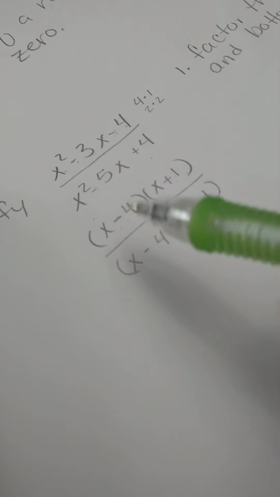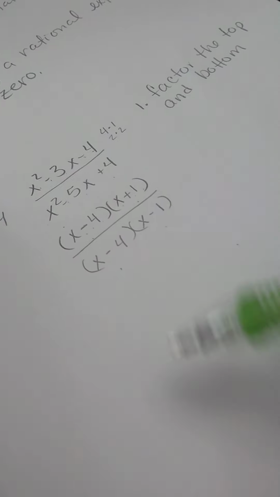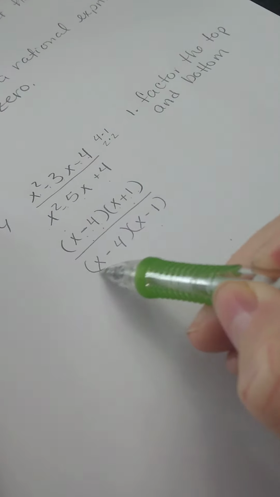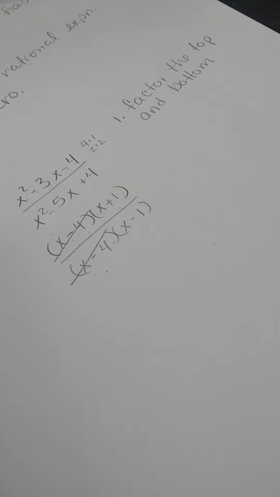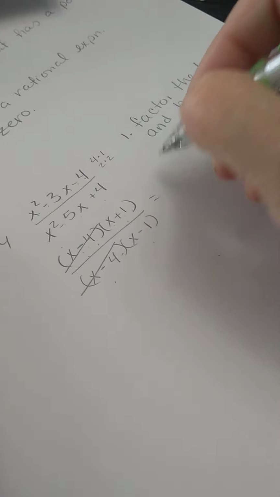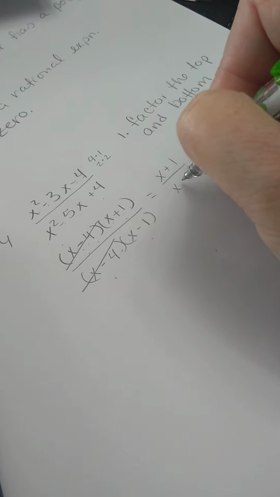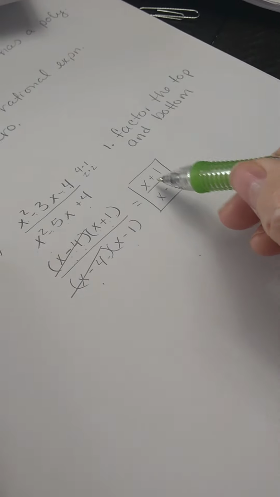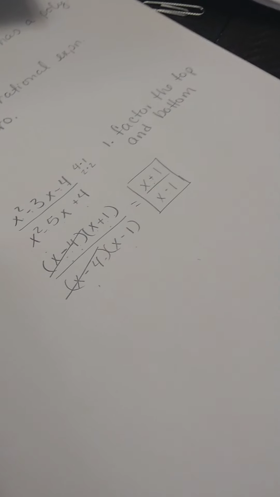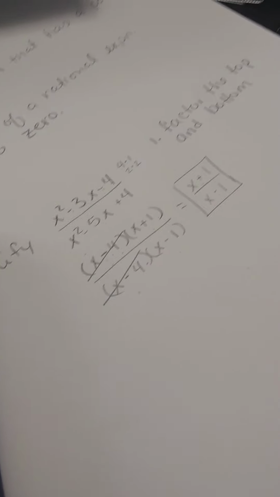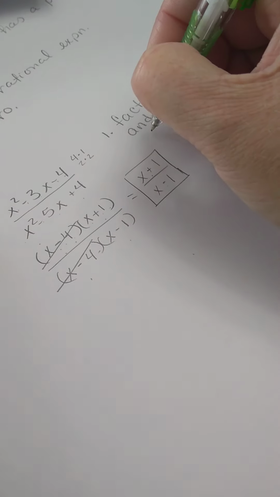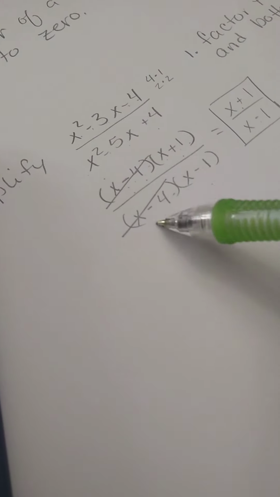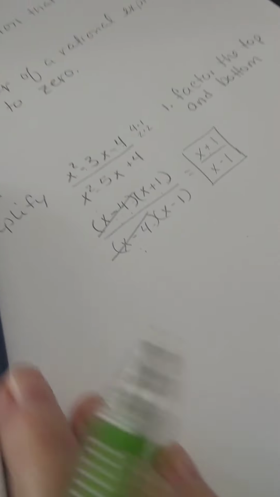Now that these are individualized and separated, I can look to see if I can cancel anything. Notice in this parentheses is an x minus 4, and here's an x minus 4. That whole thing cancels out that whole thing. So it leaves x plus 1 over x minus 1, and that would be my answer. Those don't cancel. One's a plus, one's a minus. All right, so that's how you simplify. You factor the top and the bottom by FOIL, and then you cancel out any of the sets of parentheses that match each other. Okay.